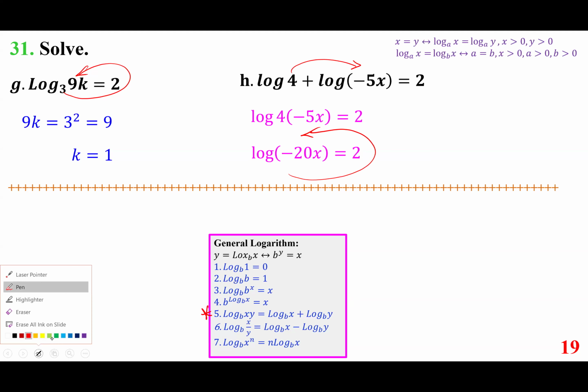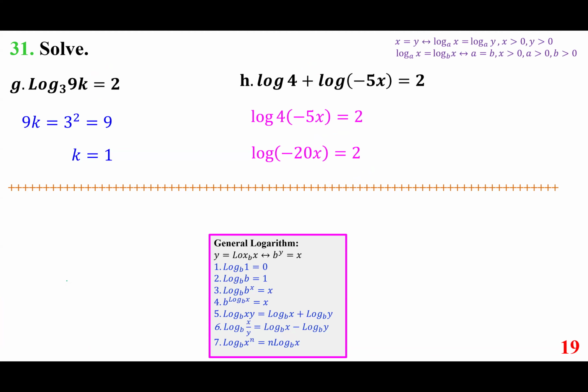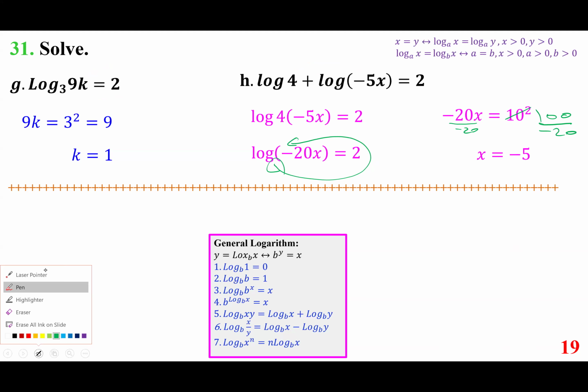Maybe I'll use a different color here. So the base is missing. That means the base is 10. So minus 20x is 10 squared, and that is 100. Divided by negative 20, x becomes negative 5. Please understand the argument of log can't be negative. So this has a number. We don't have to worry about it. When you put negative 5 here, it makes it positive, and therefore it's okay. By that, I mean the argument.